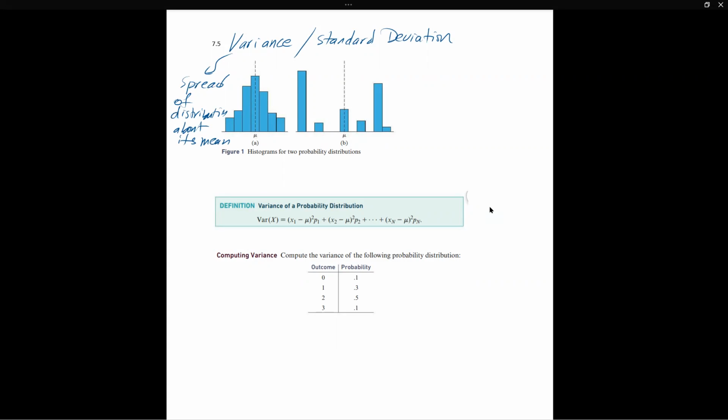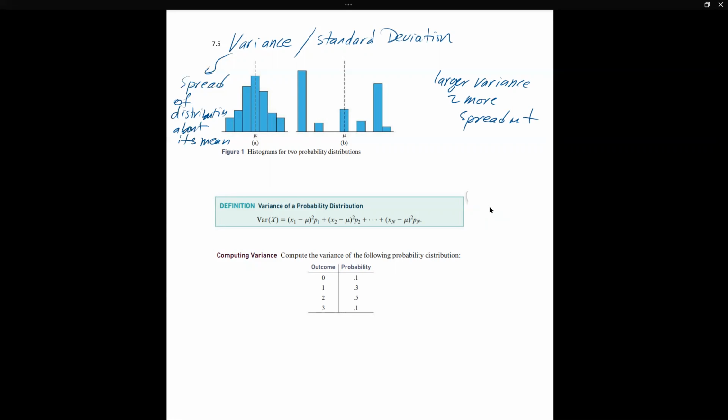So the more closely concentrated the distribution about its mean, the smaller the variance will be. As compact as it is, as close as it is to the mean, the smaller the variance. All right, so that's one thing to help you understand it. And the more spread out, the larger the variance. So larger variance means a more spread out distribution.